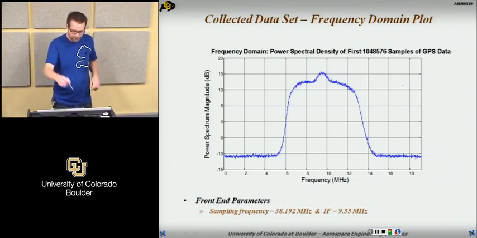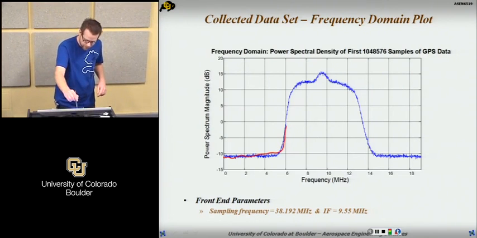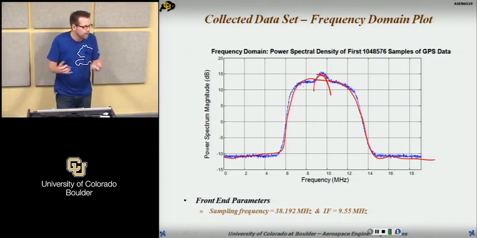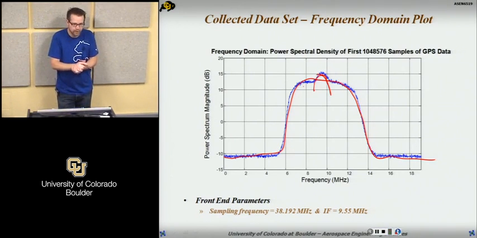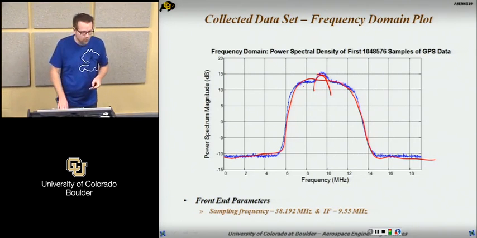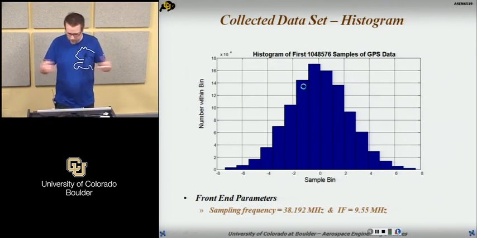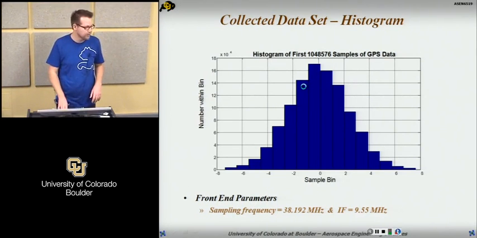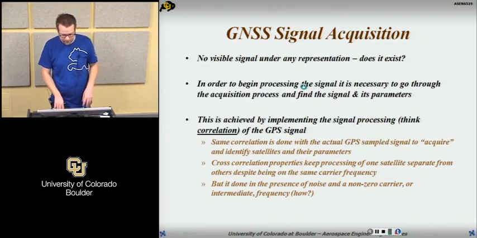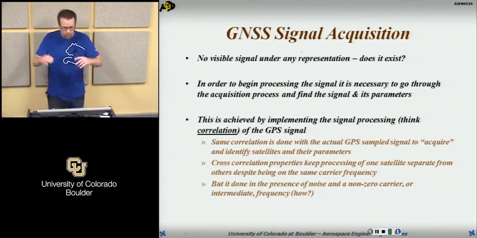Look at the spectrum of this particular data set. We have the filter shape right here, and in the middle we have the aggregate of all the signals that are transmitted. Each of them is below the noise floor, but together they pop up above it. Does it make sense? Everybody's happy so far? Let's see how this goes. The histogram looks just like noise. So, do we know if the signal exists? Now we're where we want to be.